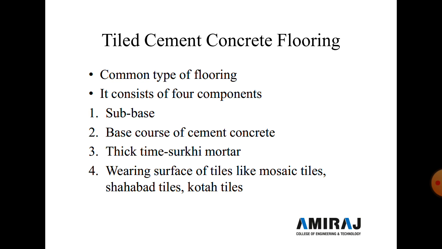So here a sub base is prepared by compacting soil properly so as to obtain a hard surface. Now here second is the base course of cement concrete. So the base course is made of cement concrete with a proportion of 1:3:6 to 1:5:10, and 75 to 100 mm thickness is given, and the base course of cement concrete is laid over a well compacted soil and it is properly cured.